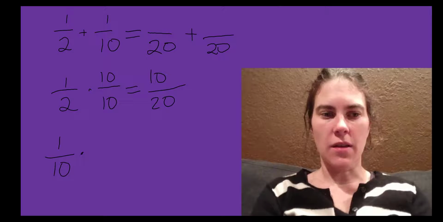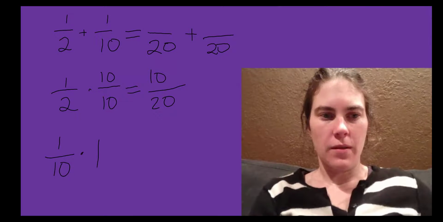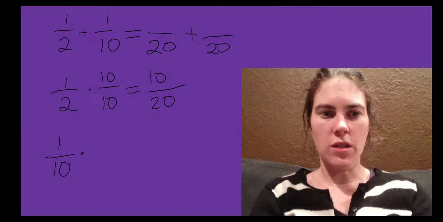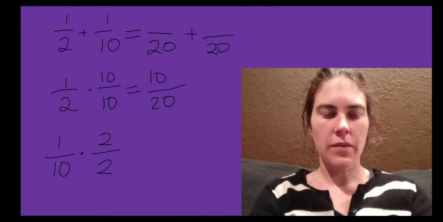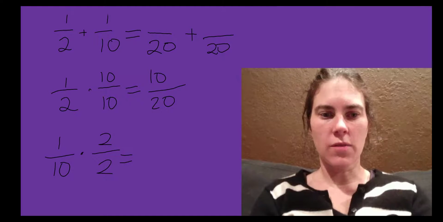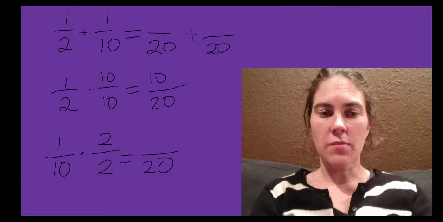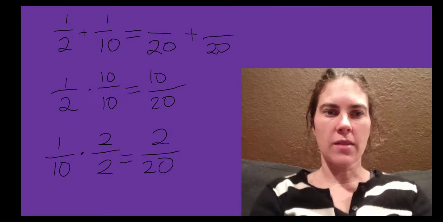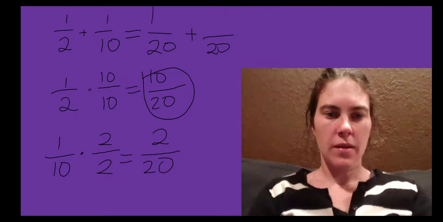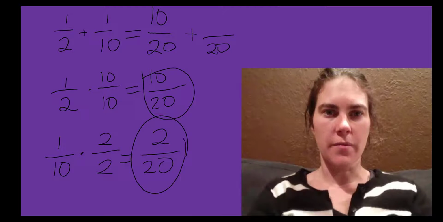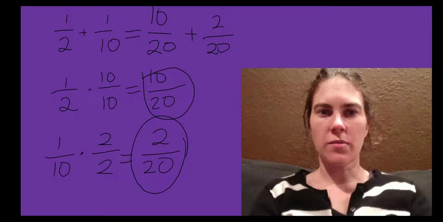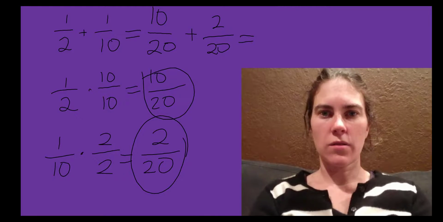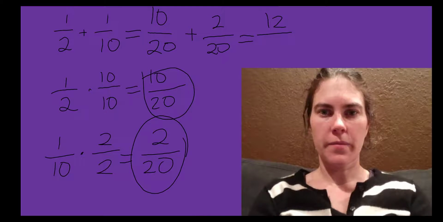1/10 times another name for 1 whole. In this case, we're going to use 2 over 2 to make it friendly with halves. That's 10 times 2 is 20, and 1 times 2 is 2. Now I'm going to rewrite this up here and this over here. 10 20ths plus 2 20ths equals 12 20ths.